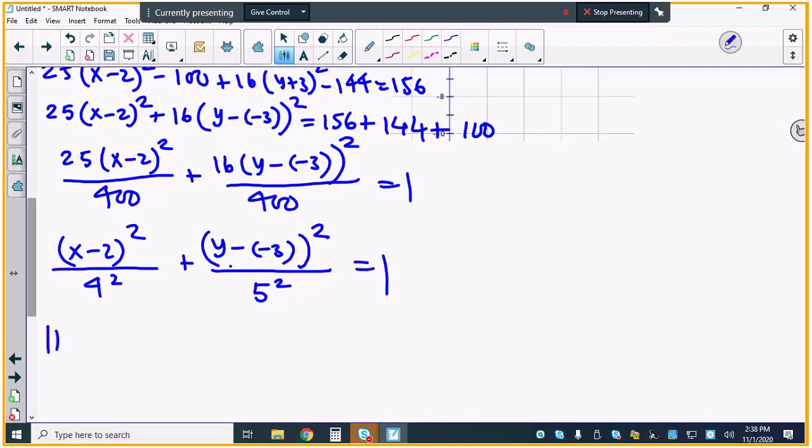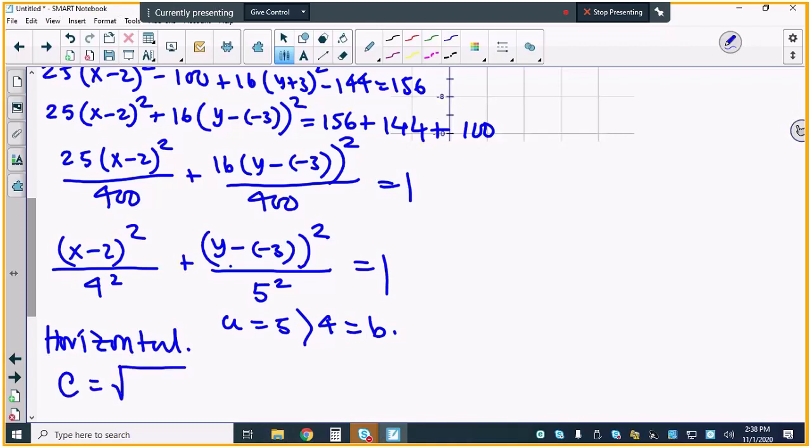So this one is going to be a vertical major axis. How come? Because a is 5, the denominator of the y term, and that is greater than 4, which is b. So c is the square root of a squared minus b squared, so 25 minus 16. That's the square root of 9, and that's 3.